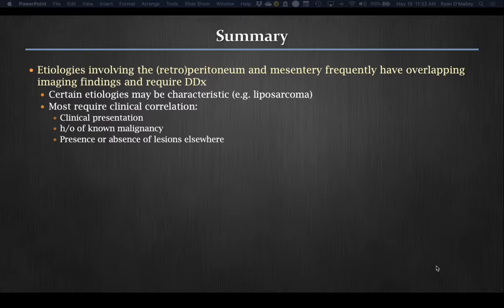Some things are specific, like liposarcoma, where you have fat and soft tissue masses, but the majority require a differential and use clinical information to help you get to the diagnosis.